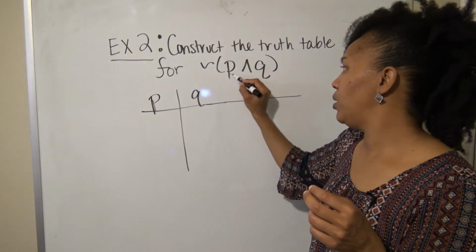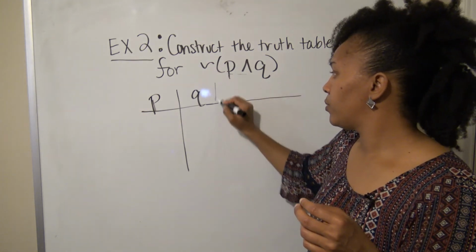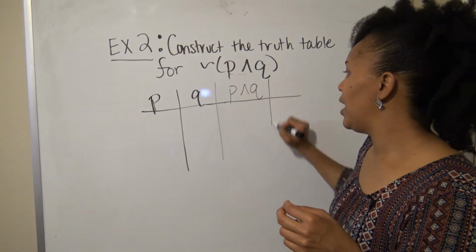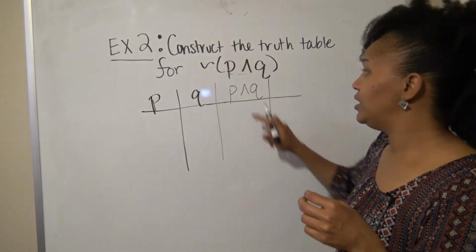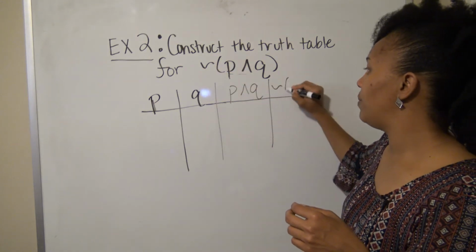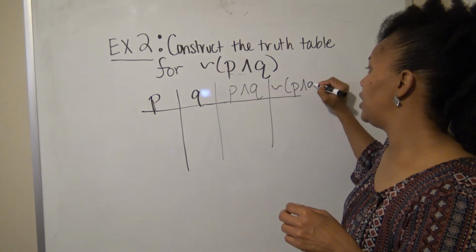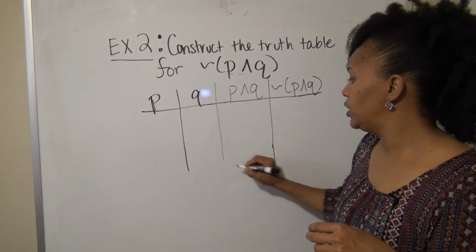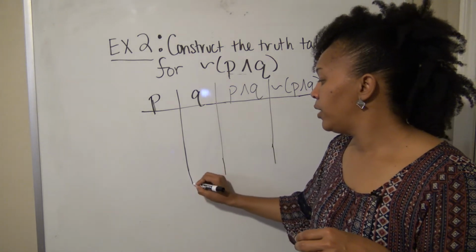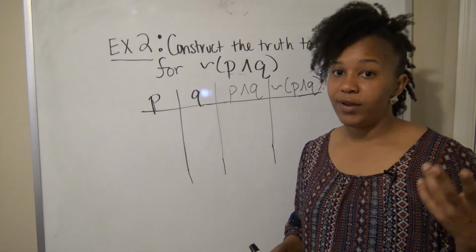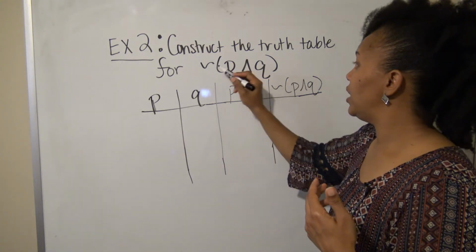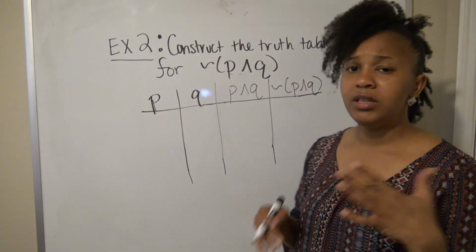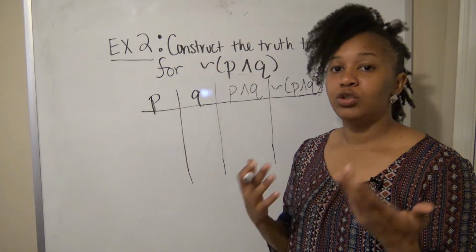So I will start with the P and Q. So the P and Q column will come next. And then the last thing I would do is negate the P and Q. So that would be my last column, the negation of P and Q. So I will have 4 columns for this particular truth table. And the number of columns you have will vary depending on how many sets of operations you have in that compound statement. So now you start by filling in the truth values.